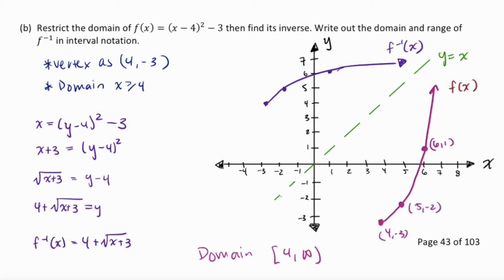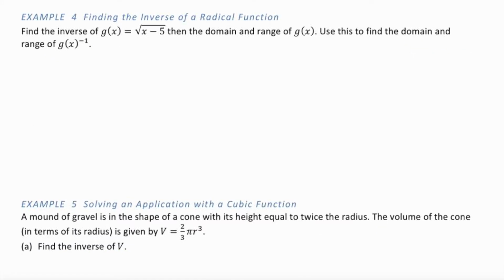With that, turn to the top of the next page so we can look at example 4 and 5. Example 4, finding the inverse of a radical function. Find the inverse of g of x equals square root of x minus 5, then the domain of g of x. Use this to find the domain and range of g inverse.